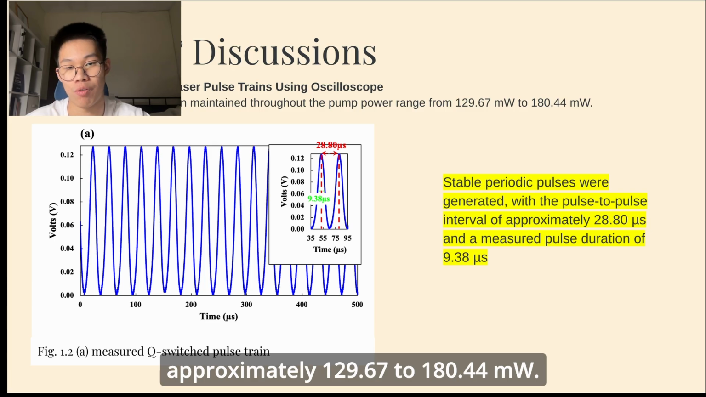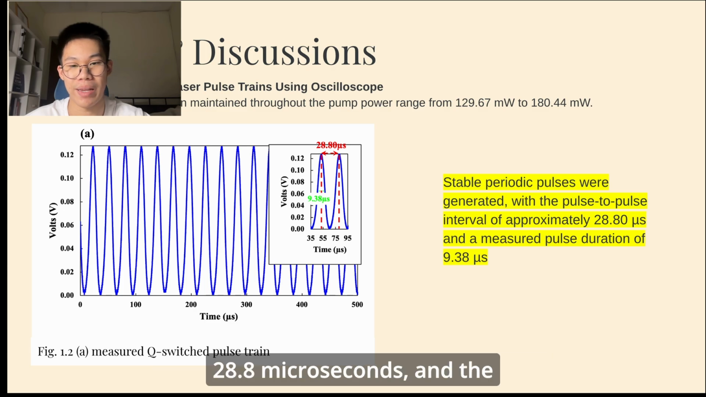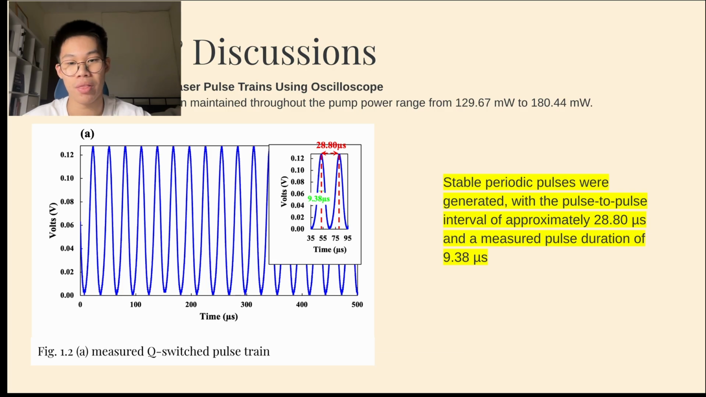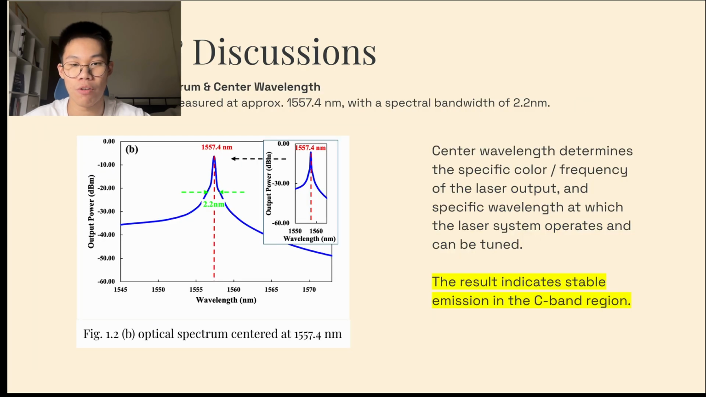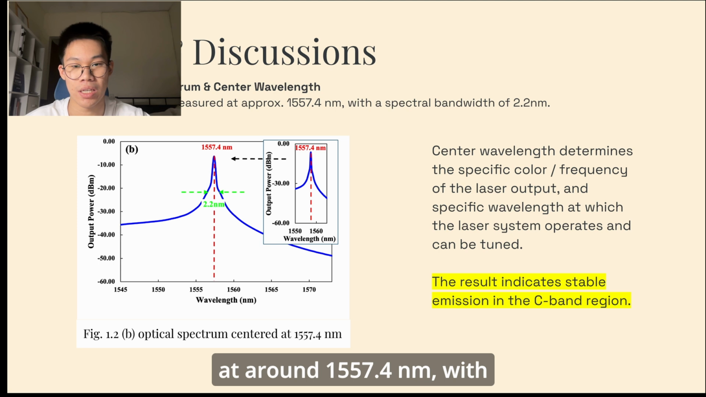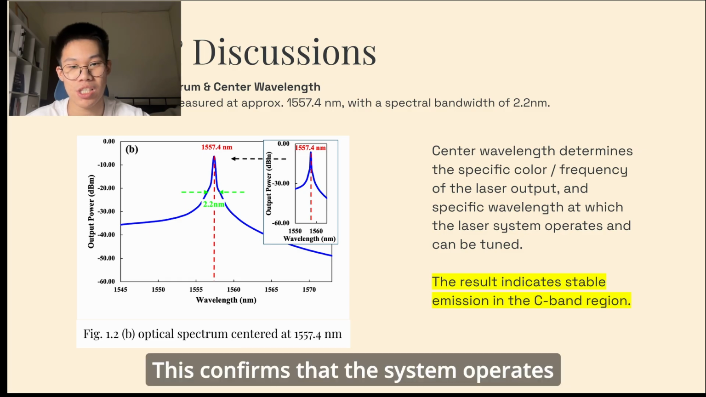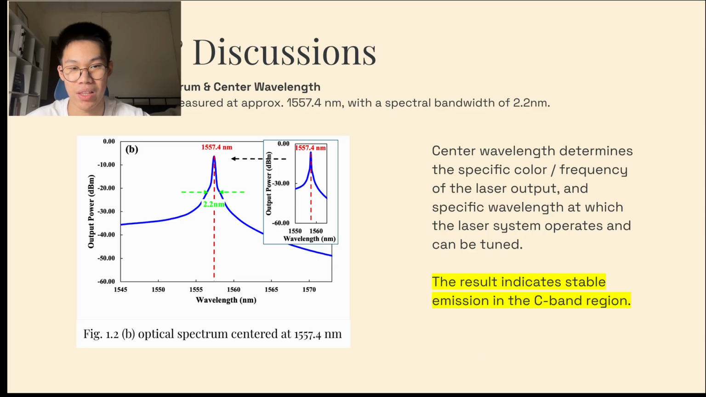129.67 to 180.44 milliwatts. The pulse-to-pulse interval was about 28.8 microseconds, and the pulse duration was measured at 9.38 microseconds. This demonstrates consistent and stable pulse generation. From the optical spectrum analysis, the laser output was centered at around 1557.4 nanometers, with a spectral bandwidth of approximately 2.2 nanometers. This confirms that the system operates within the C-band and maintains a stable emission at the dedicated wavelength.